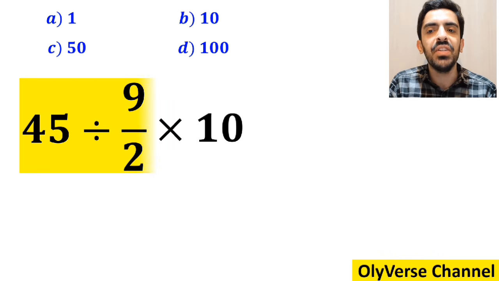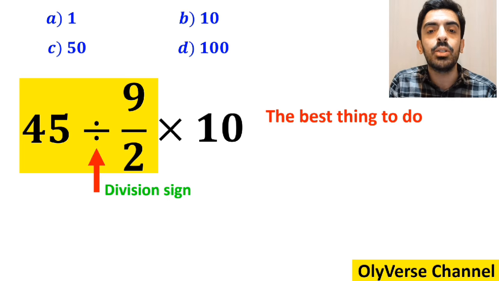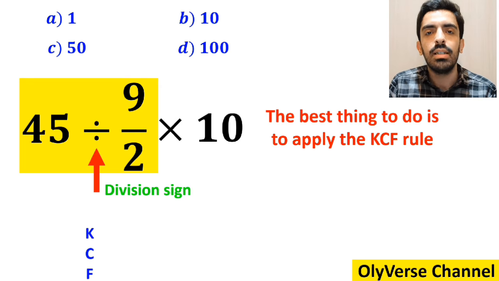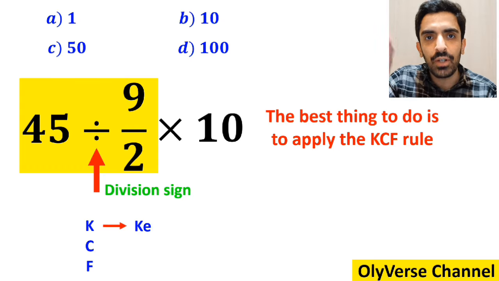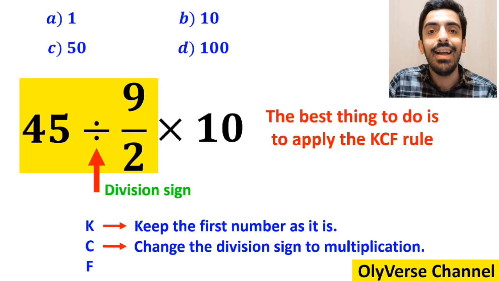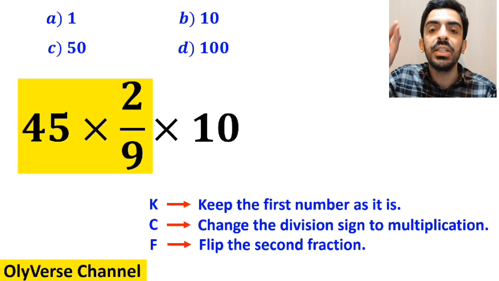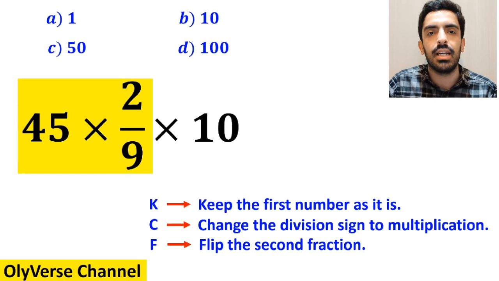So, first we start with the expression 45 divided by 9/2. Okay, whenever we come across a division sign between two terms, the best thing to do is to apply the KCF rule. In this rule, K stands for keep the first number as it is, C stands for change the division sign to multiplication, and F stands for flip the second fraction. So, we remove the highlighted part and replace it with 45 multiplied by 2/9.